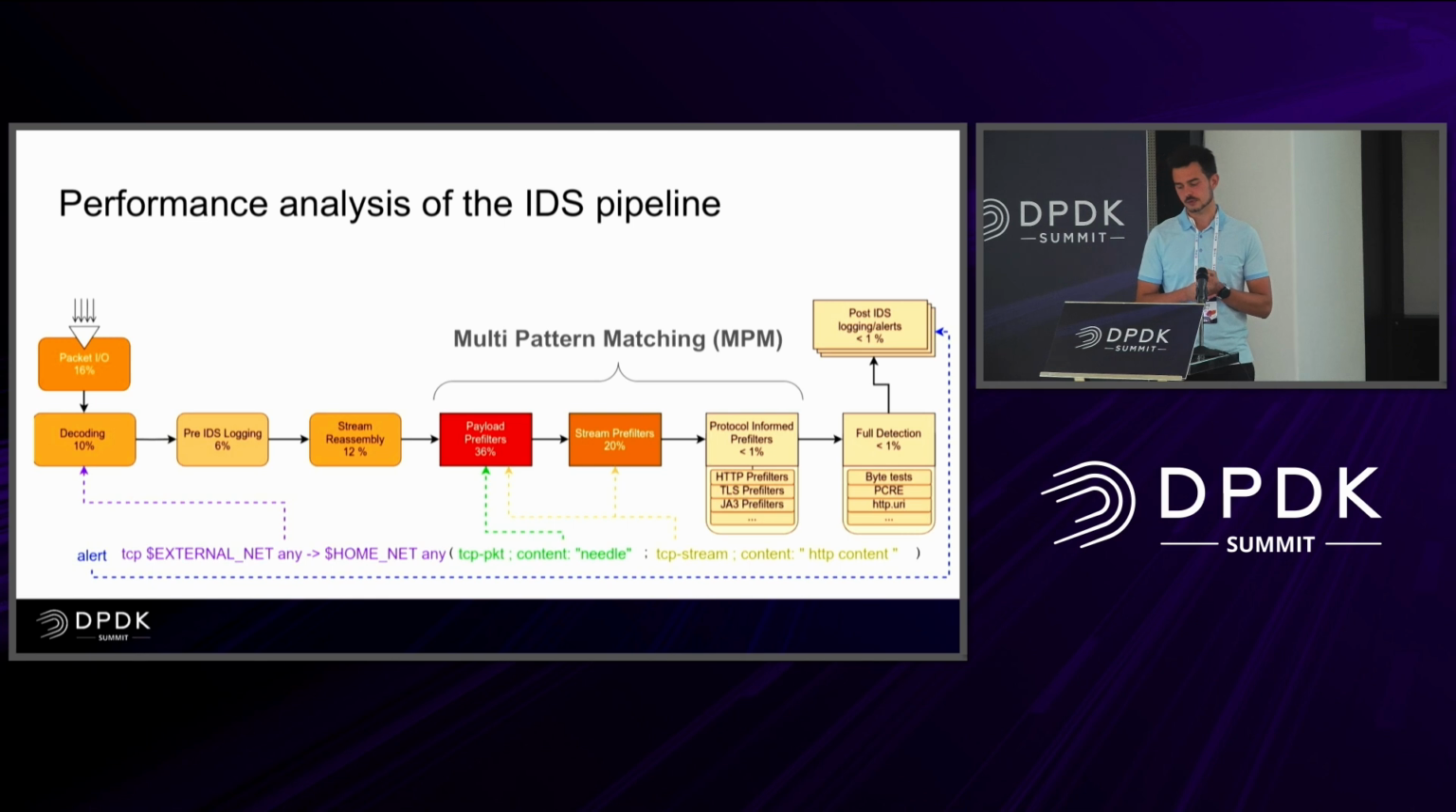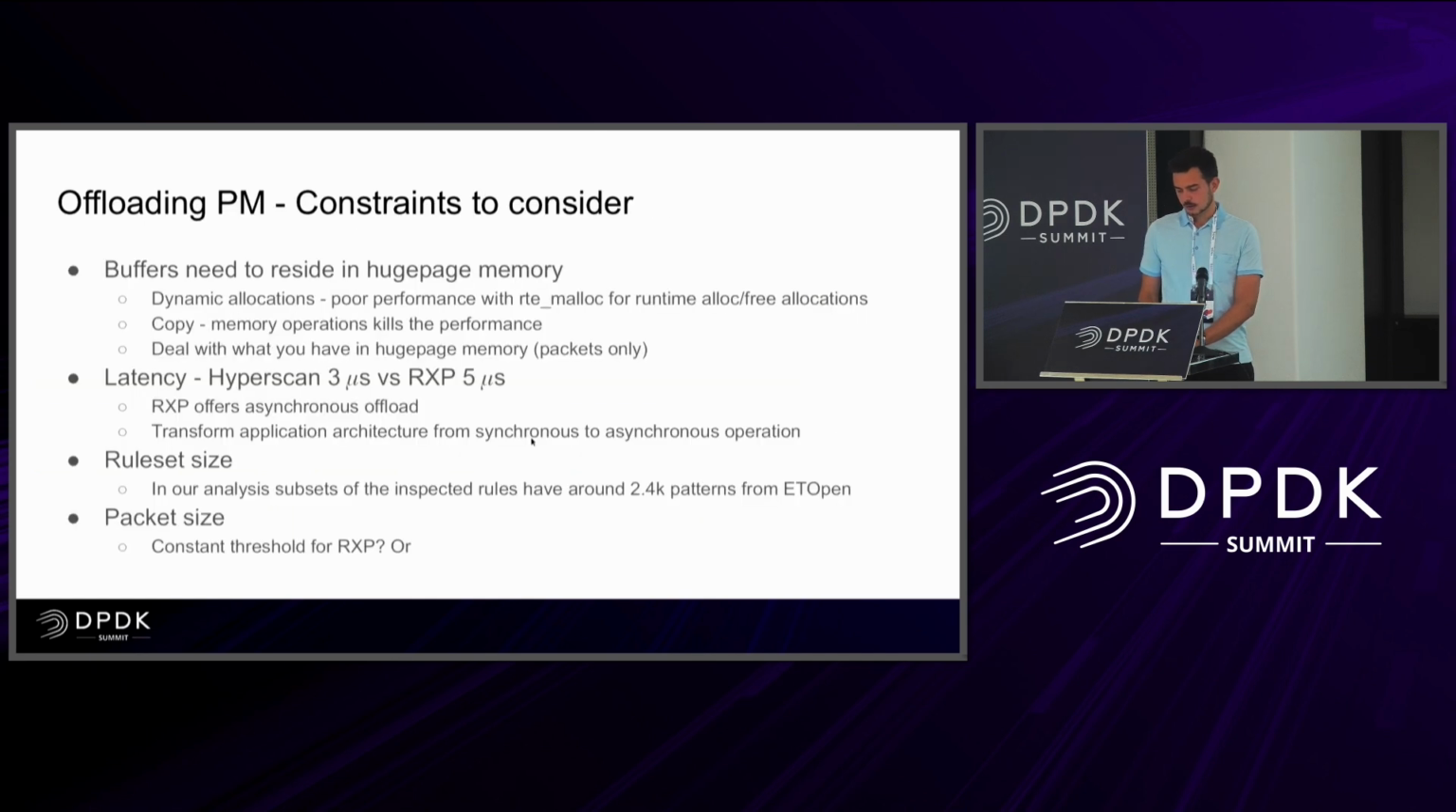When we did some performance analysis of the IDS pipeline, we have some boxes on the left, which is the I/O operation, decoding, stream reassembly. But what is the most important here is the payload multi-pattern matching pre-filters and some other pre-filters here. And this red thing is what really interests us. But why? I will just explain it in a second.